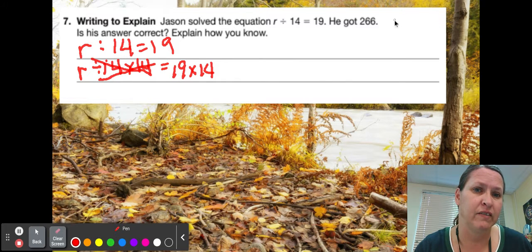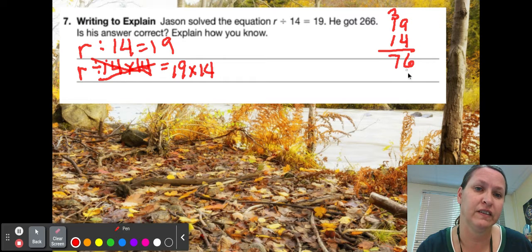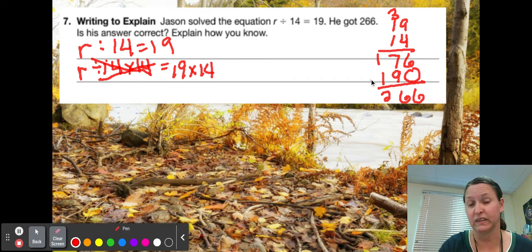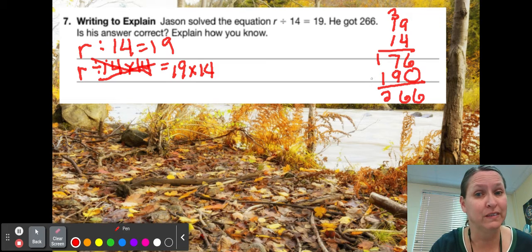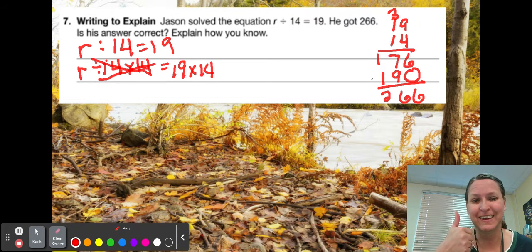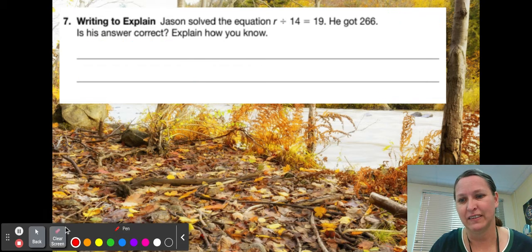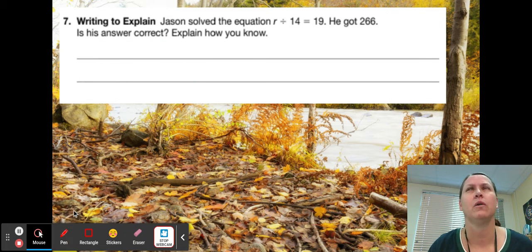Let's check it. I have 19 times 14. 4 times 9 is 36. 4 times 1 is 4, 5, 6, 7. So I have 76. Put my placeholder. 1 times 9 is 9. 1 times 1 is 1. 6 plus 0 is 6. 7 plus 9 is 16. 1 plus 1 is 2. So my answer is 266. So Jason was correct on this problem. Great job, Jason. Way to go. Now let's go to lesson 1-9.